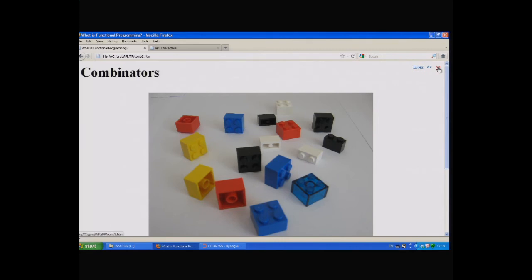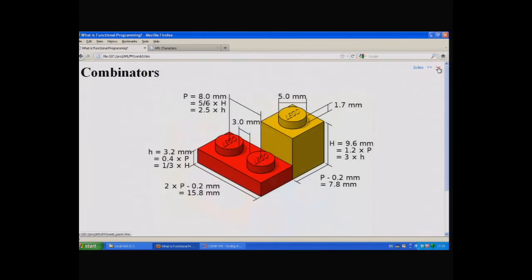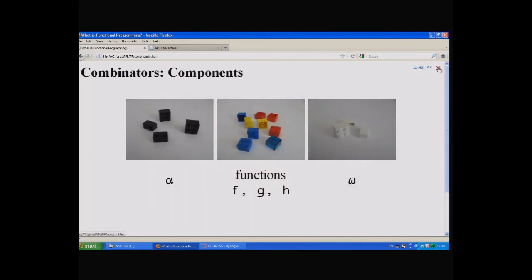So how do Lego blocks stack up? Well, as you can see, there's nothing haphazard about the interface. It's very well defined, very carefully defined. And are the components something you understand? Child's play. So I'm going to adapt these components and rules to describe combinators.